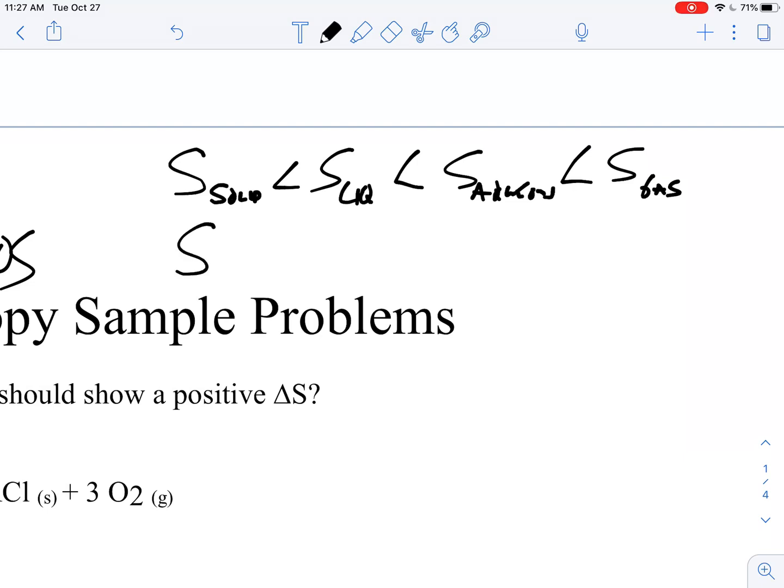Also remember that entropy is directly proportional to the temperature. So as the temperature goes up, the entropy goes up. And also remember that the entropy is directly proportional to the complexity of the molecule. Molecules that are more complex and have more chances for chaos and are larger have a greater amount of disorder.